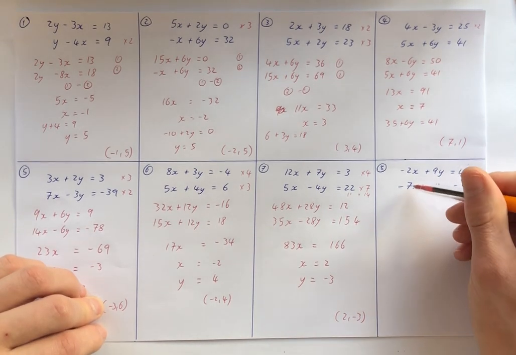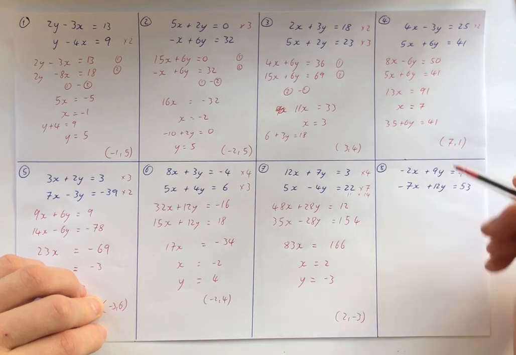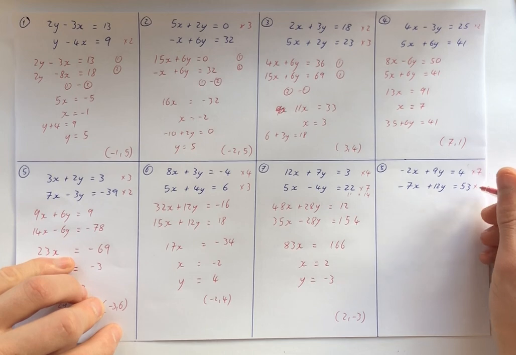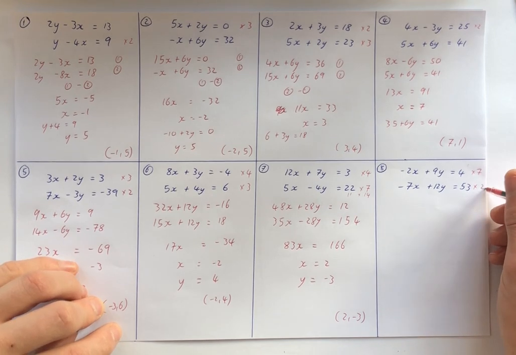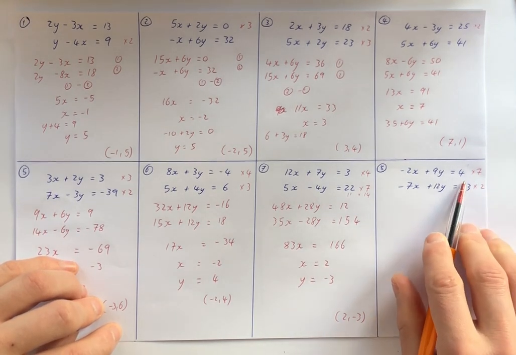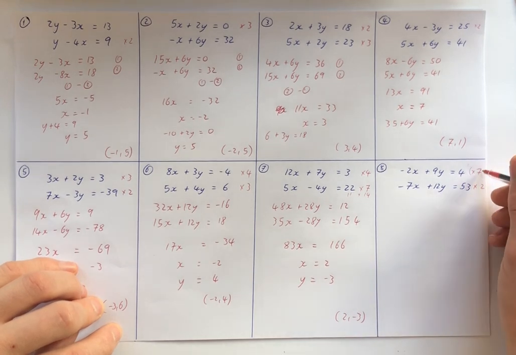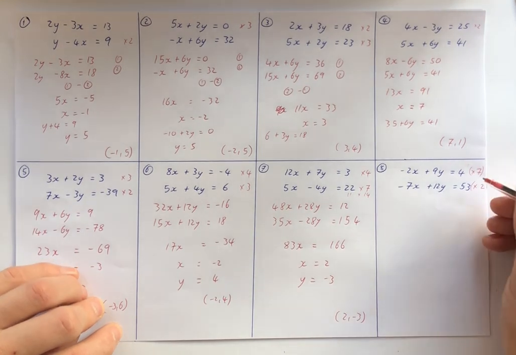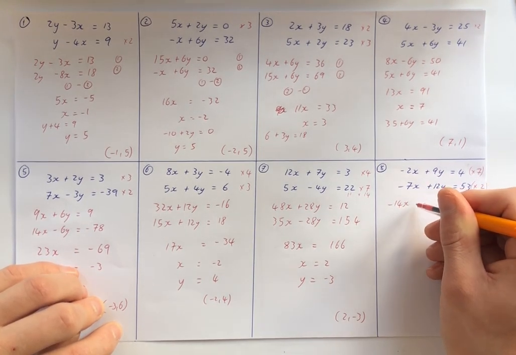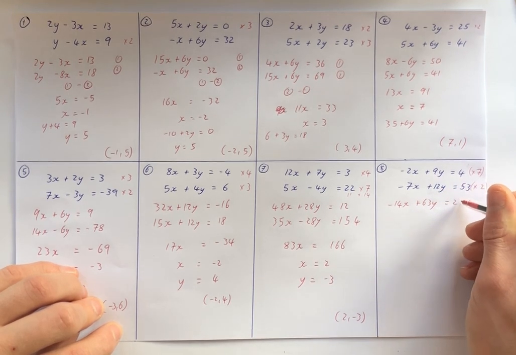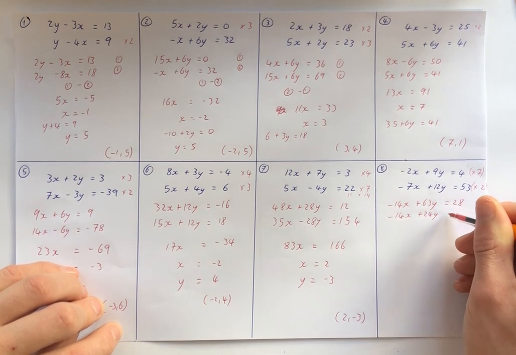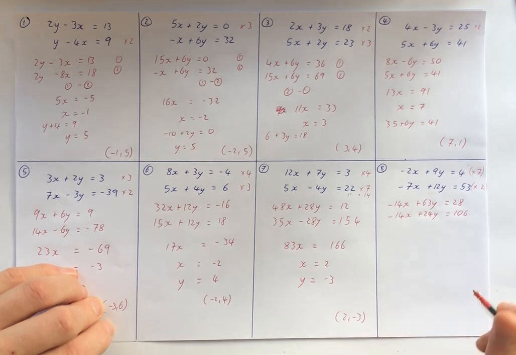So it's going to be subtraction, so we could make the x's the same or the y's the same. It doesn't really matter. I'm going to multiply the first one by 7 and the second one by 2. Now, don't get confused. This isn't 4 times 7 and 53 times 2. This is just me saying what I'm multiplying everything through by. So this is going to be negative 14x plus 63y equals 28. And the next one's going to be negative 14x plus 24y equals 106.